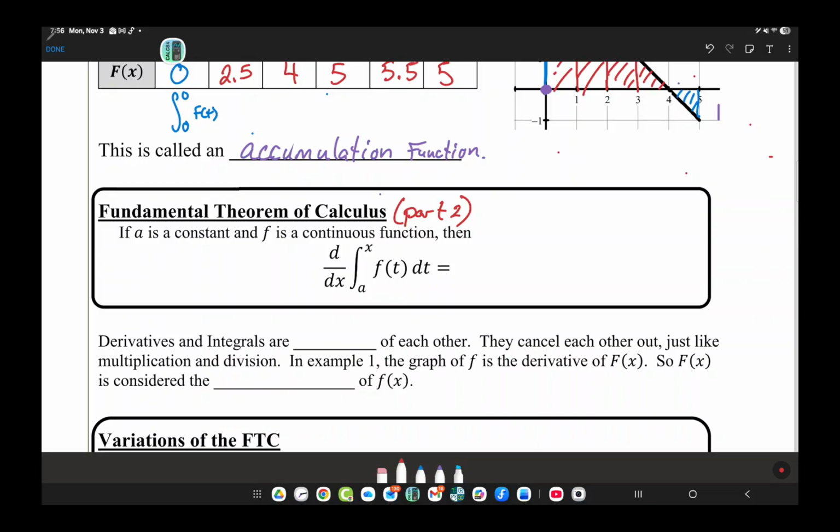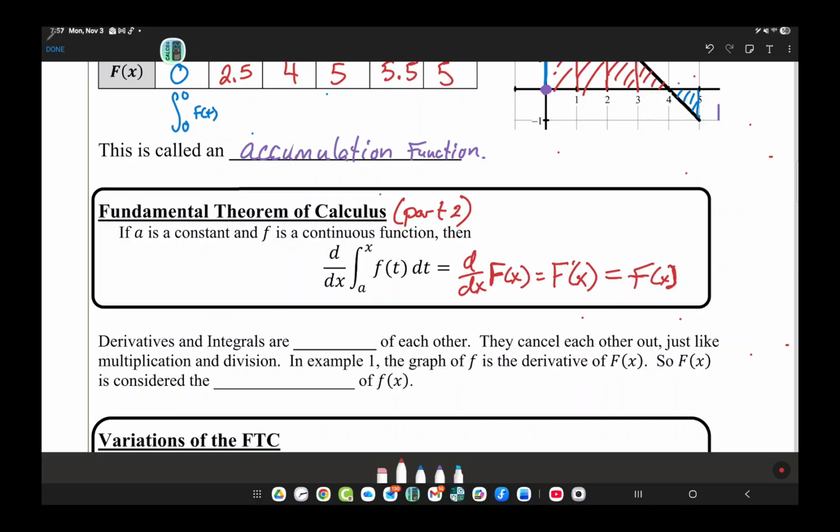d over dx represents the derivative. We have our integral. So we're taking the derivative of our accumulation function. So this is the derivative of capital F, so capital F of x, or capital F prime of x. Now, what this actually equals, what our final result is, is just our original function, f of x.